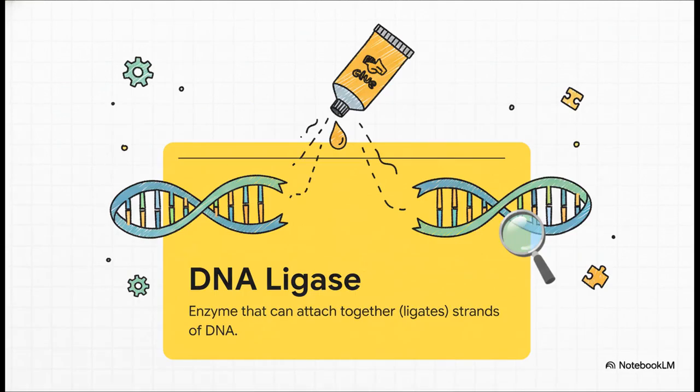All right, so you've got all these fragments. The last step is to connect them all into one solid piece. For that, the cell brings in an enzyme called DNA ligase, and its nickname is perfect. It's the molecular glue. Its whole job is to go along and seal the gaps between all those Okazaki fragments, creating one single unified DNA strand.